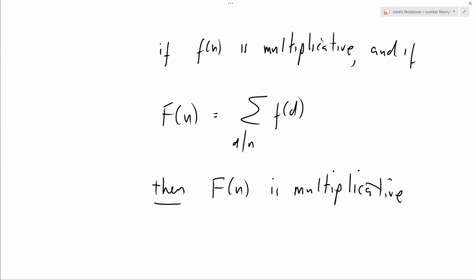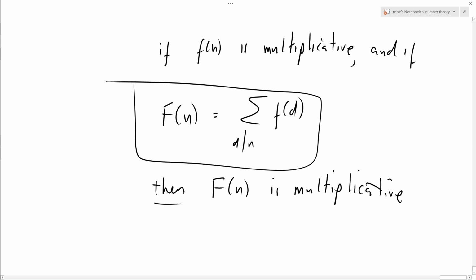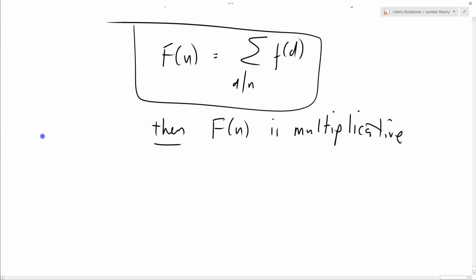And so we can see now that the definition of being multiplicative is quite nice, because you've got this beautiful little theorem here. I don't think it's named after anybody, at least if it is, I don't know. So let's prove that.